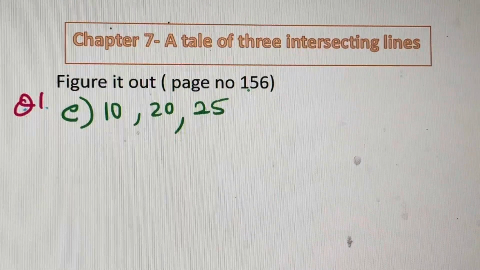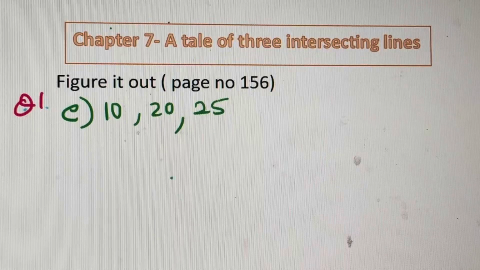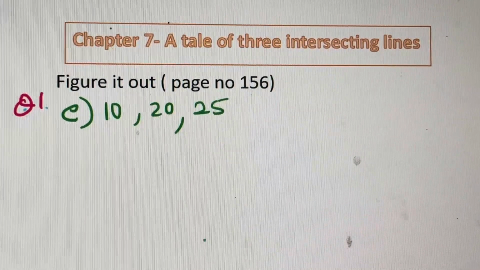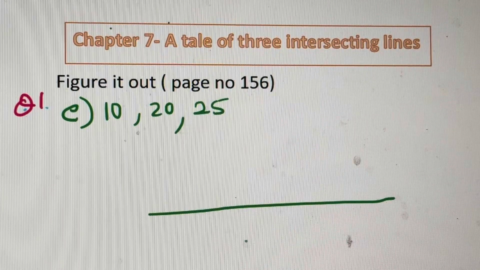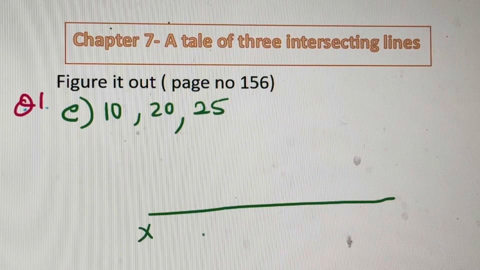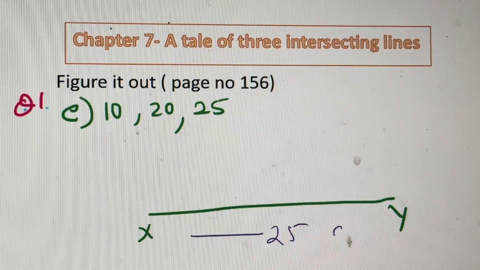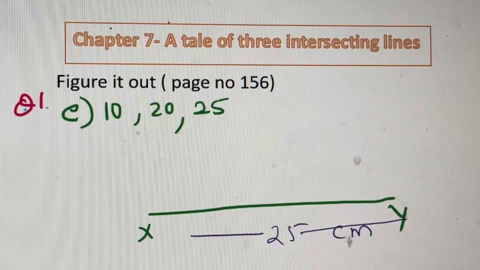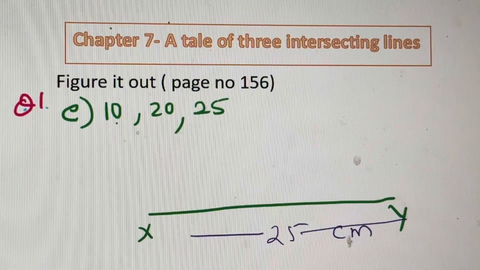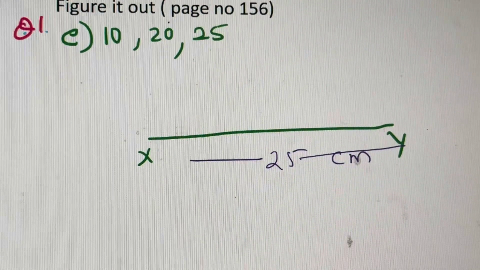Question number 1E, the side lengths are 10, 20 and 25, right? So we take the largest number, that is 25, as the base. We take the endpoints as X and Y, right? So X to Y is 25 centimeter. Now one of the sides is 10 centimeter, so we take X as a center and 10 as radius.